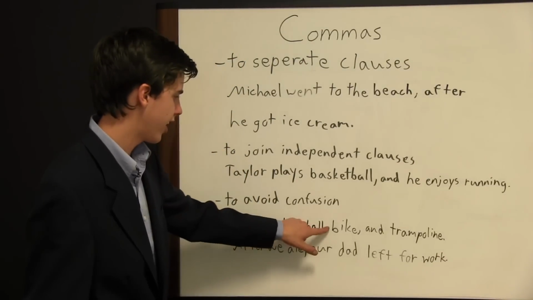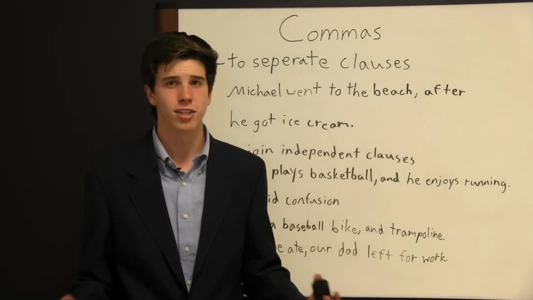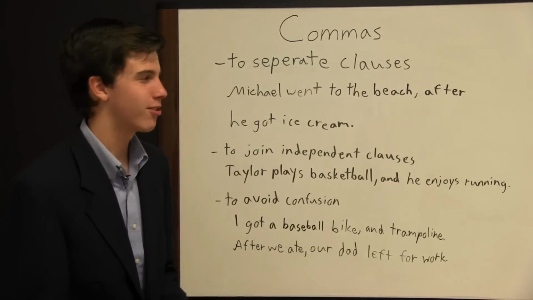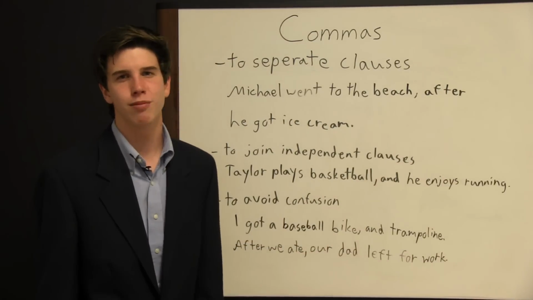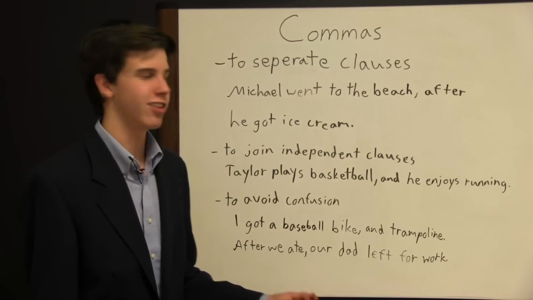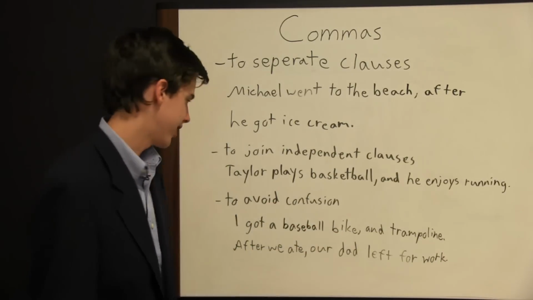Because if I don't have a comma right here, it just looks like I got a baseball bike, and people are trying to figure out what is a baseball bike. Now, most people can pretty much figure out what you're trying to say, but a comma right there makes it so much easier for the reader because they can easily look at this and think, okay, you got a baseball, a bike, and a trampoline.